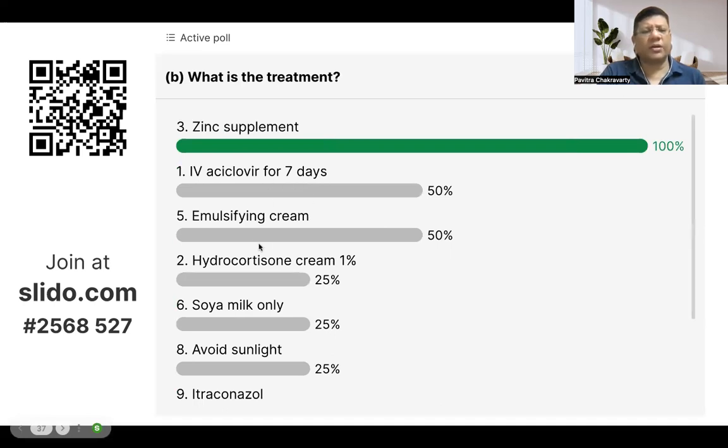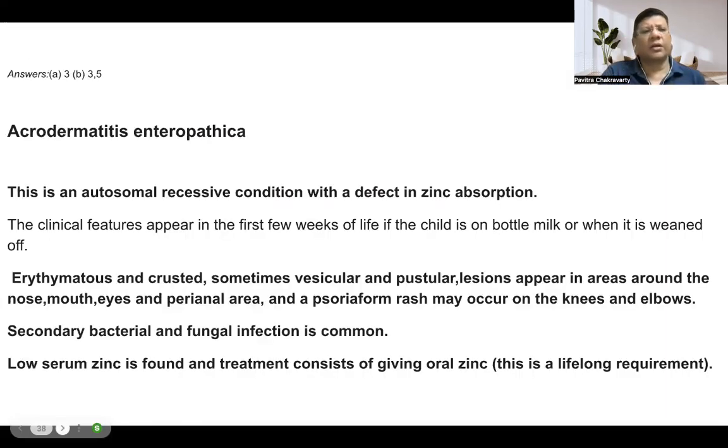Someone has put acyclovir, emulsifying cream. Obviously, if it's so dry and crusted, that is common sense, you would use an emulsifying cream. So it is acrodermatitis enteropathica. It is basically an autosomal recessive condition with defect in zinc absorption. So there are two types actually. One is just zinc deficiency where the diet is less, not having enough zinc in the diet. But there's another condition which is actually inherited, autosomal recessive, where there is a defect in zinc absorption.